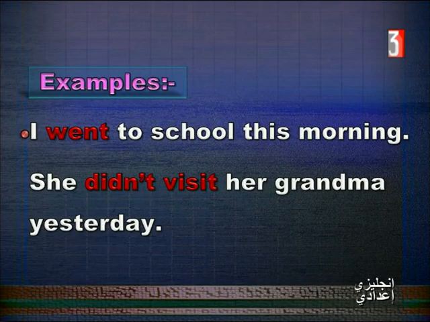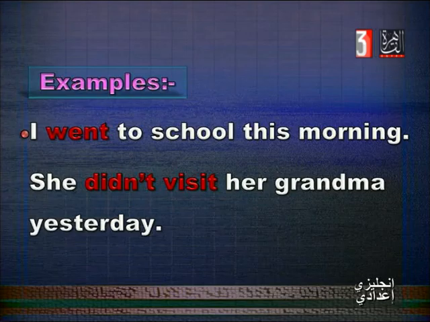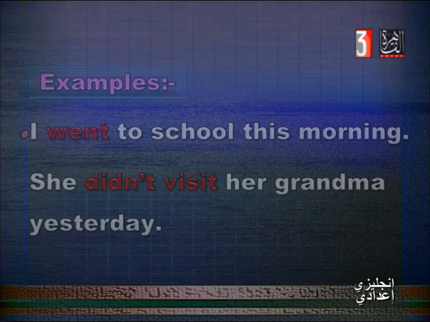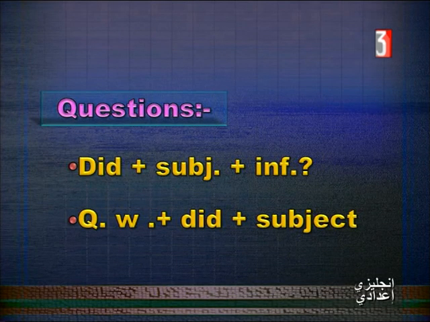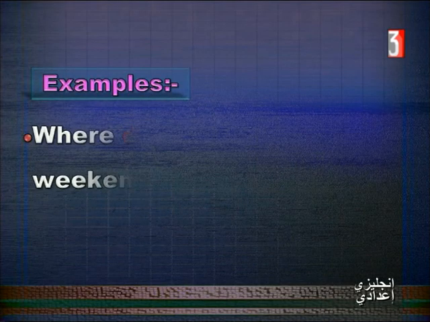She didn't visit her grandma yesterday. We have here negative form. Subject, didn't, followed by infinitive. What about the question? Question word, did, subject, infinitive. So let's have some examples.